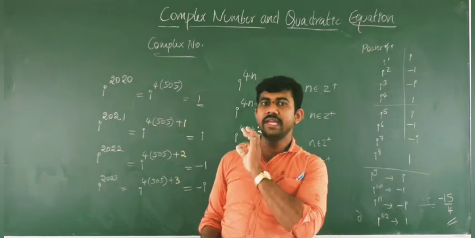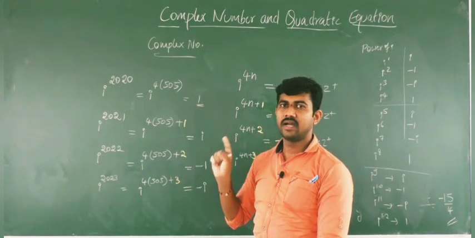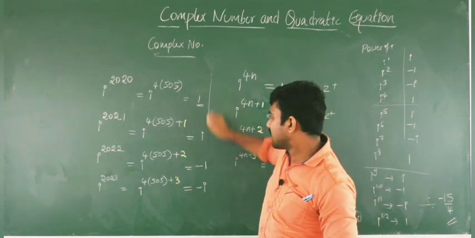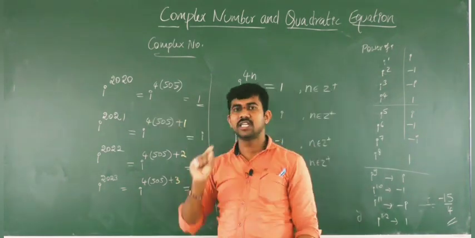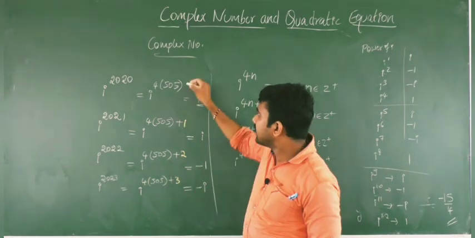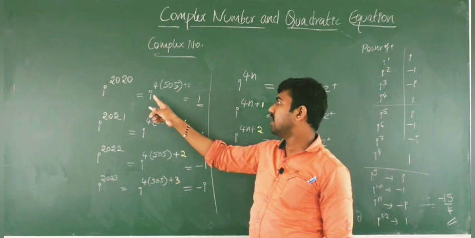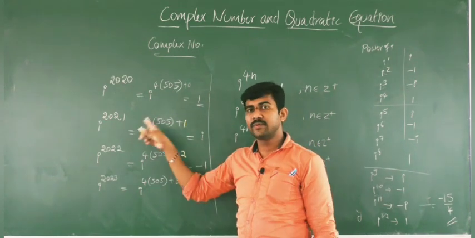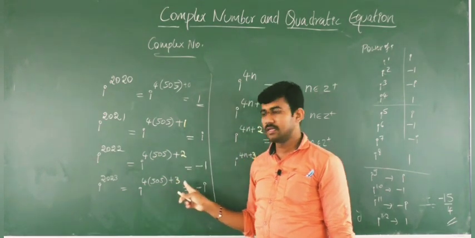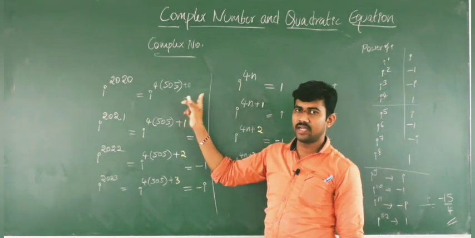So if you have any positive integral power of i, we can find the value of that iota. We have to first check whether it is divisible by 4 and what remainder we get. Just to remember: i to the power 0 is 1, i to the power 1 is i, i to the power 2 is minus 1, i to the power 3 is minus i, and i to the power 4 is again 1. Like this it continues.